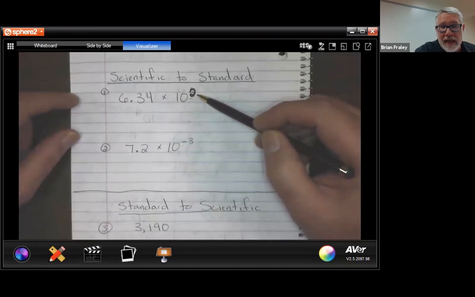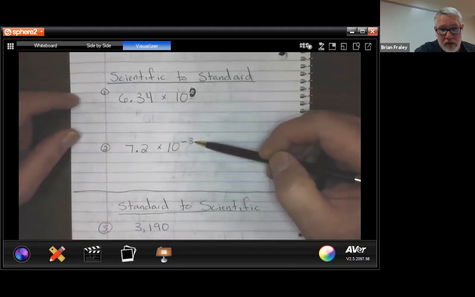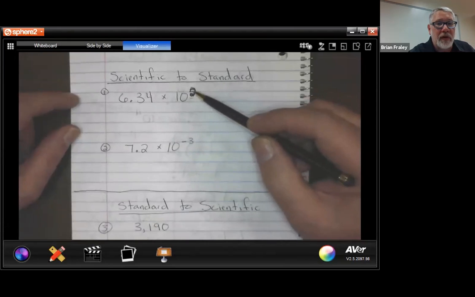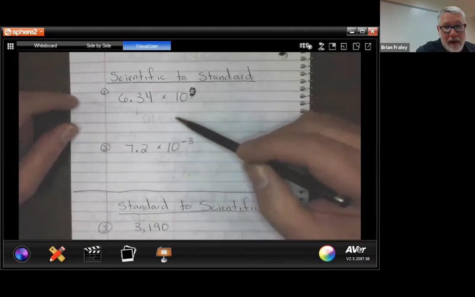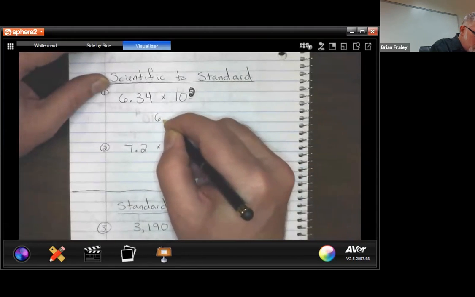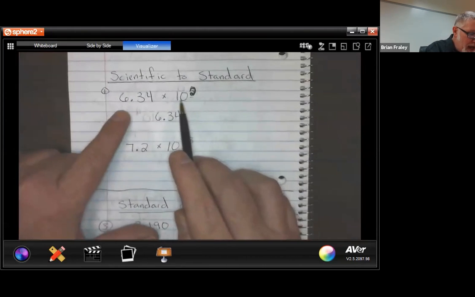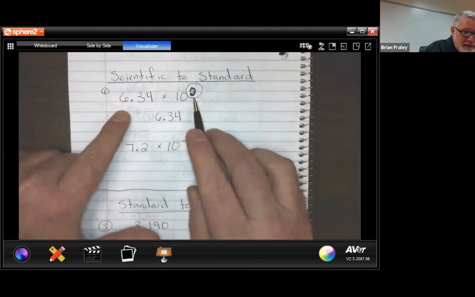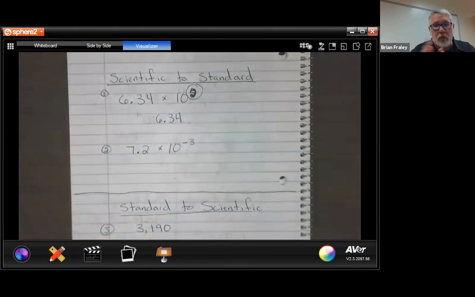Now, the key is sometimes your exponents are negative, sometimes they're positive. So you have to determine, am I going to move the decimal point right or left? Well, let's talk about this one. I want everybody, if you get a chance, write down 6.34 or just pay attention. If I am going to move my decimal point according to this, that tells me how many places. I'm going to move it 2 places. Am I going to go right or left?